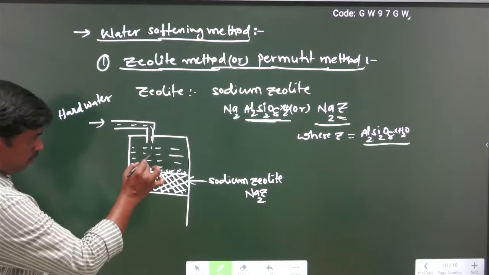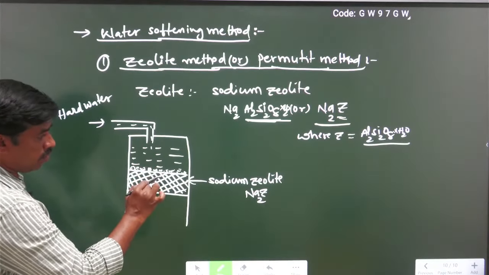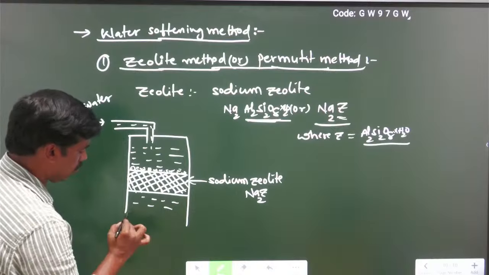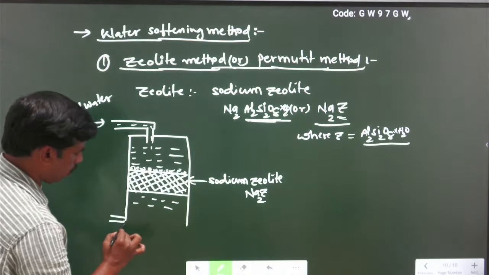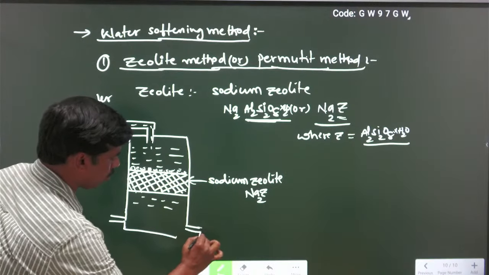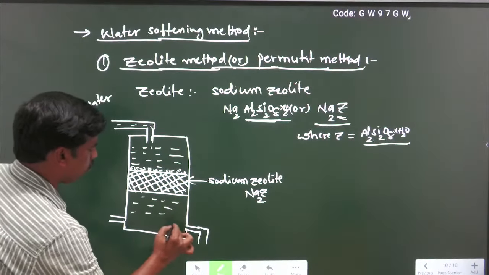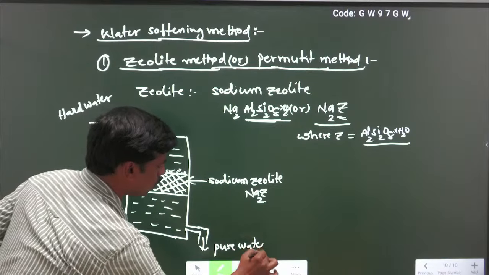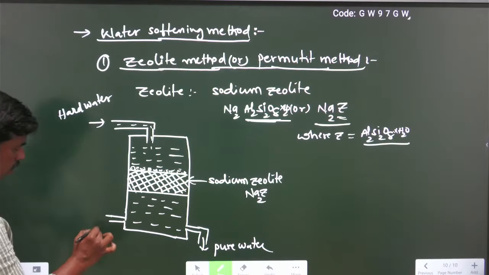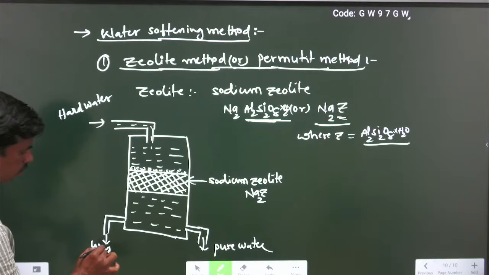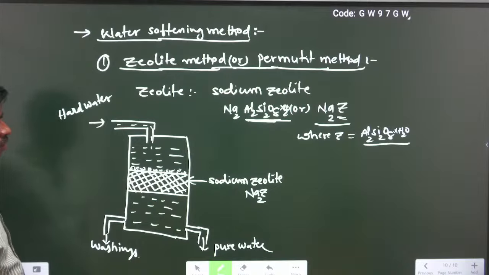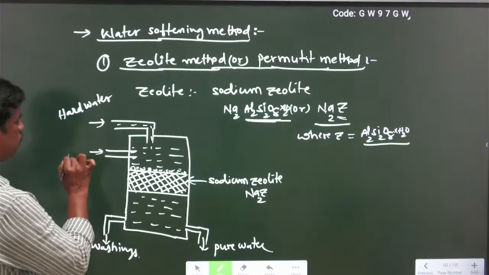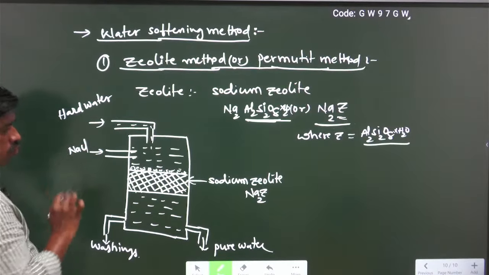After the impurities are stopped on the surface of the sodium zeolite bed, the remaining water molecules get down, and the pure water is collected from this area. Purified water is collected here. This area is treated as washings. Here again we need to add a brine solution, a sodium chloride solution. For what purpose is sodium chloride added?